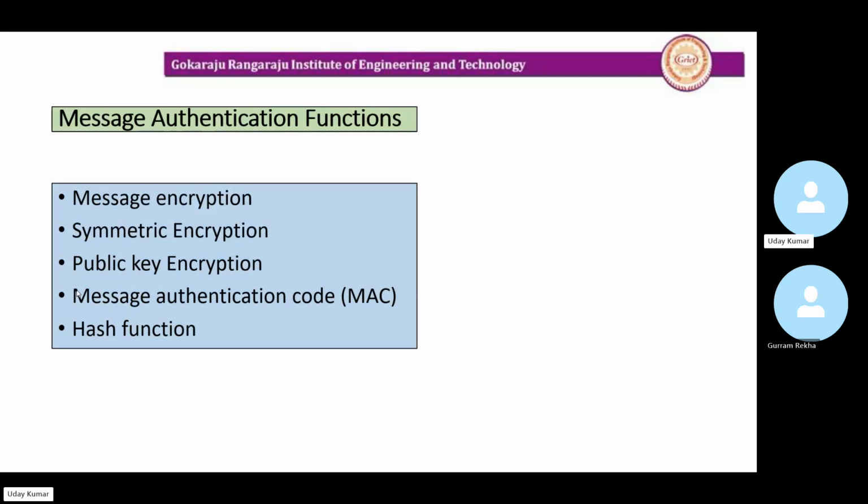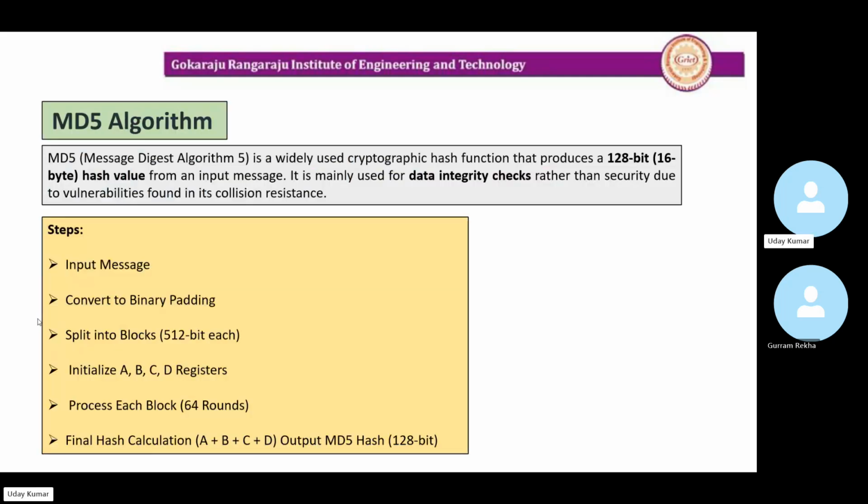So you have to be clear with the message encryption. What are the substitution and transposition techniques that you have learned? Symmetric: DES, Blowfish, IDEA. Public key encryption is RSA and Diffie-Hellman, and hash function MD5 and SHA1. The MD5 algorithm is a widely used cryptographic hash function that produces a 128-bit hash value from the input message. It is mainly used for data integrity checks.